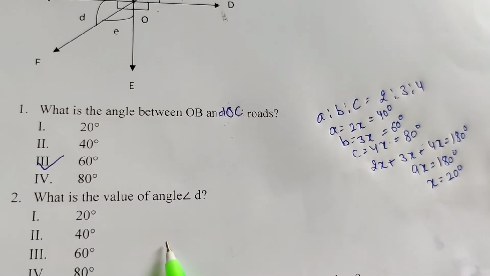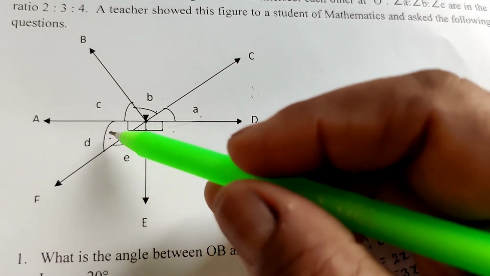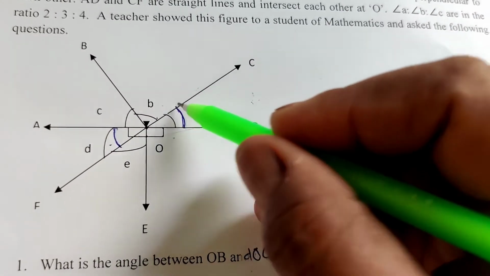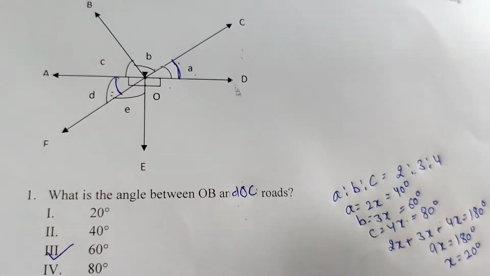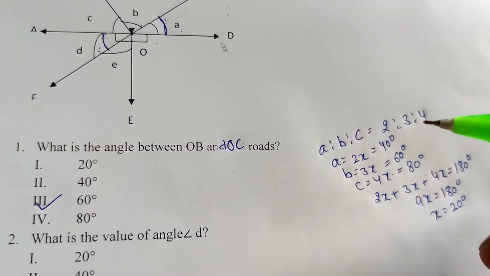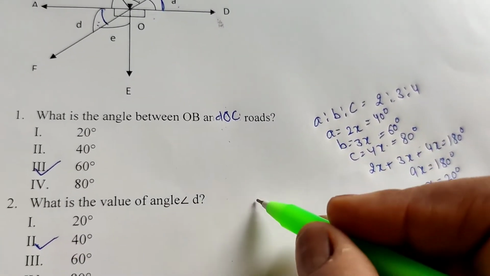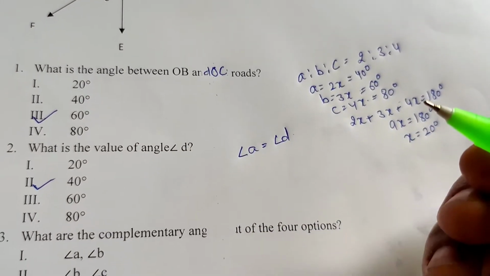Next, what is the value of angle D? See the angle D. Angle D is vertically opposite to angle A, so angle A equals angle D. Therefore, angle A equals 40 degrees and angle D equals 40 degrees. Angle A equals angle D, vertically opposite angles.